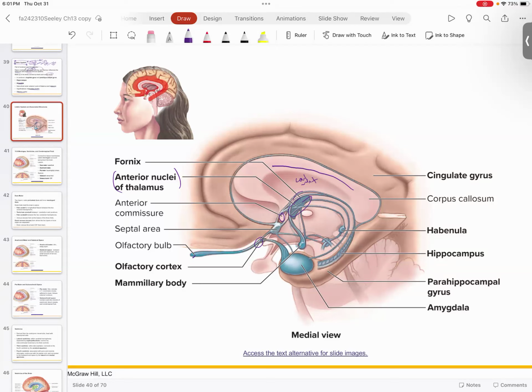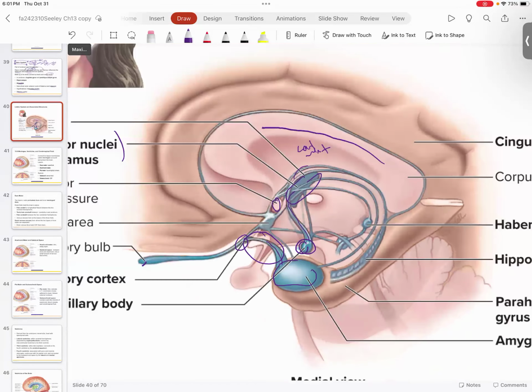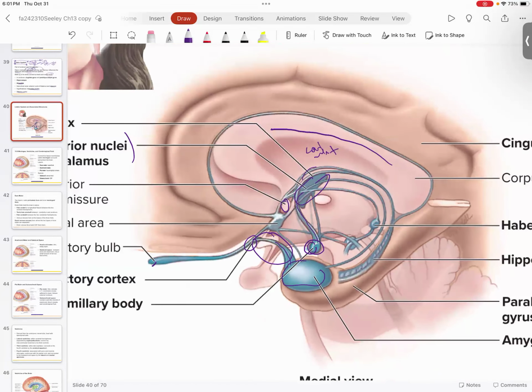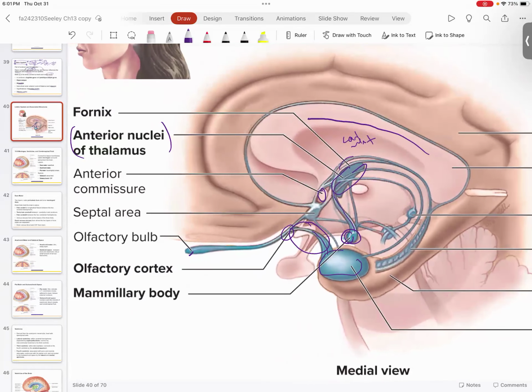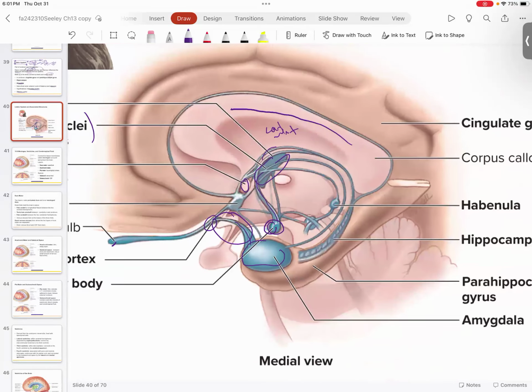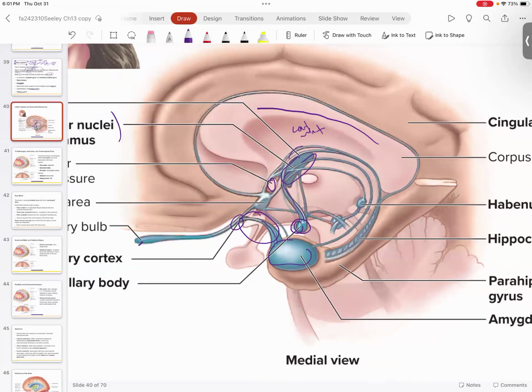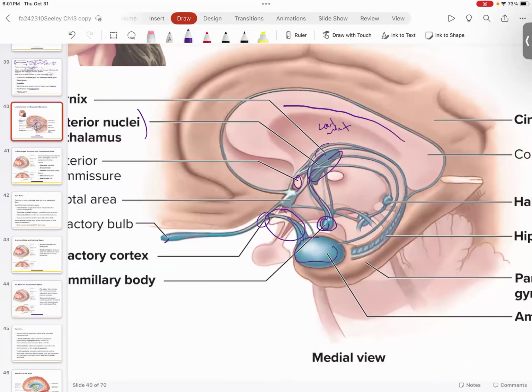Right behind, in your hypothalamus, you're going to see your mammillary body, which is actually part of this. You can see it connects together with the anterior nuclei of the thalamus. Then just below your mammillary body is your amygdala. Your amygdala is connected here to your olfactory cortex, and they're communicating back and forth with each other. That gives you an emotional response to your sense of smell. You can see how your mammillary bodies are also connected to the anterior nuclei of the thalamus.